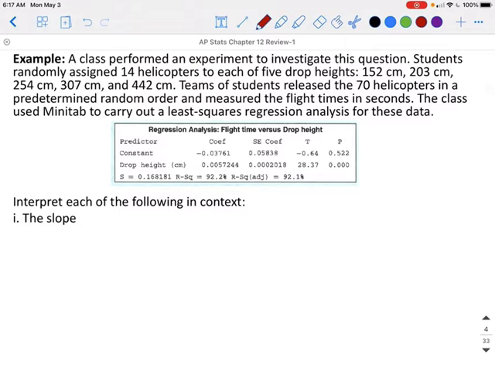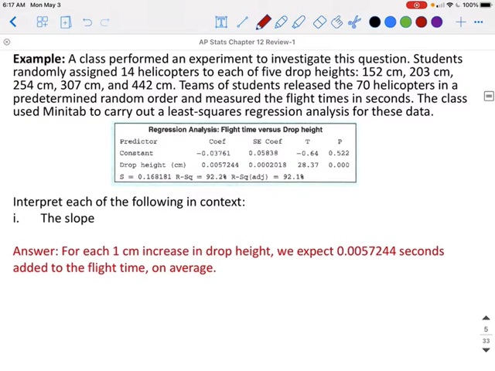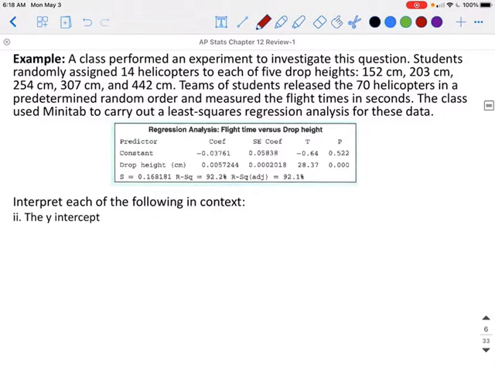Interpret each of the following in context. So our slope in context, we've already found the value for our slope, but now we need to tell what that represents. So the slope tells us for each 1 centimeter increase in the drop height, because our slope is talking about the drop height, we expect 0.0057244 seconds added to the flight time on average.